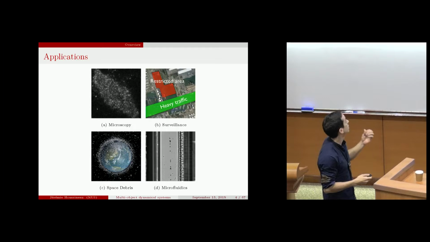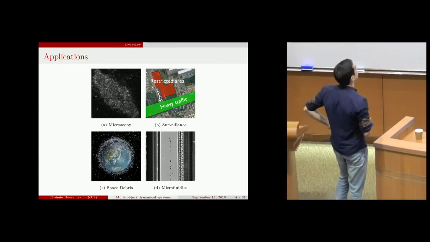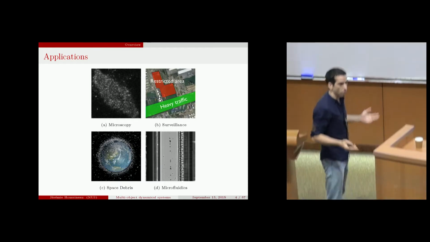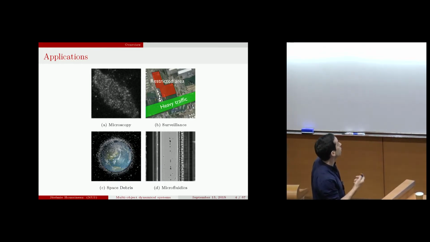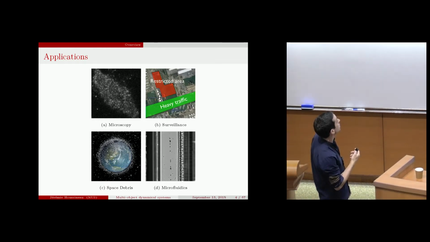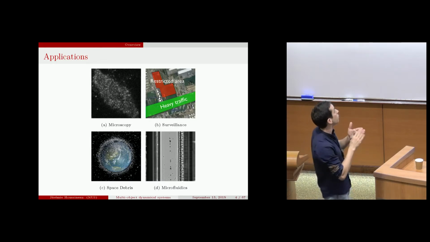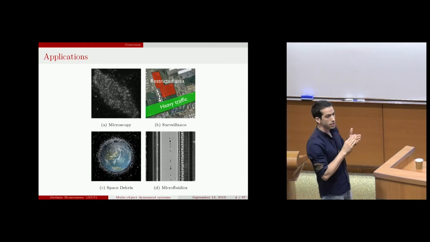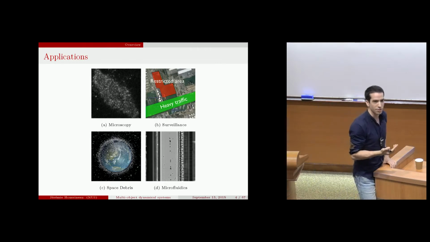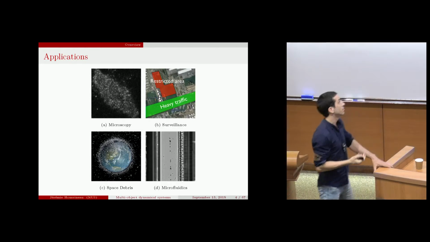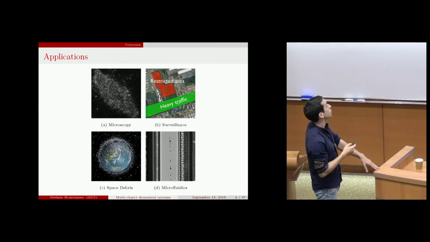All right. So there are multi-target tracking problems in a lot of different applications. These are all things I worked on during my PhD. Here we have some microscopy problems. This is the image of a live cell, the surface of the cell, and people want to understand how the proteins behave at the surface of the cell. Because it's a live cell and you can't put too much light on it, otherwise you kill it, it's typically a low signal to noise ratio.